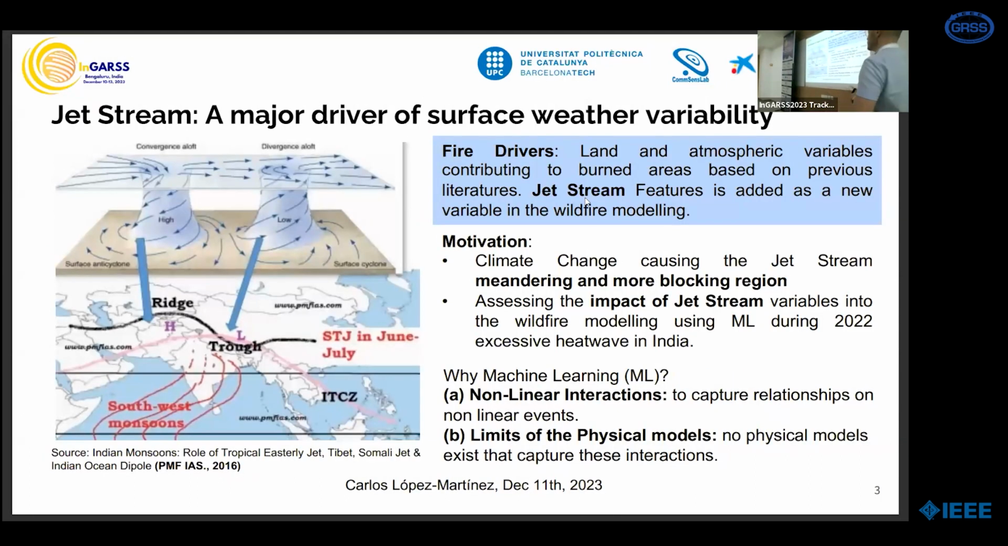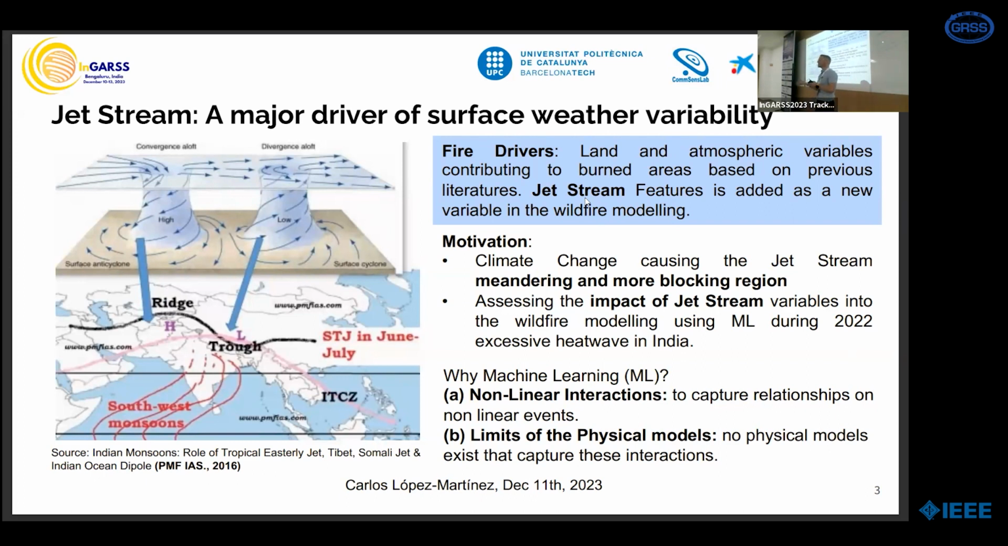Okay, what is the jet stream? In essence, jet streams are the upper atmosphere winds. To put it simply, we have areas of high pressure and areas of low pressure, so these generate a lot of winds. Normally, before many years ago, these winds were more or less parallel to the equator.